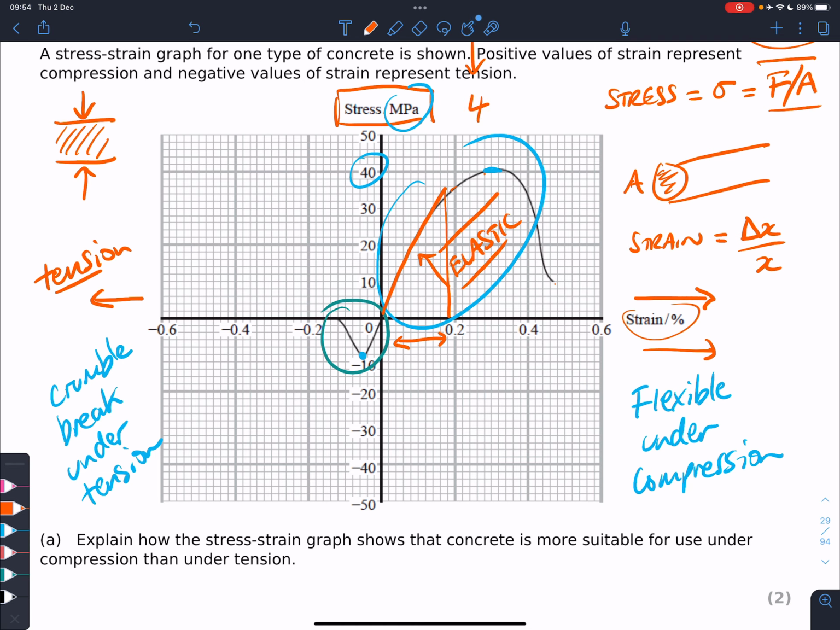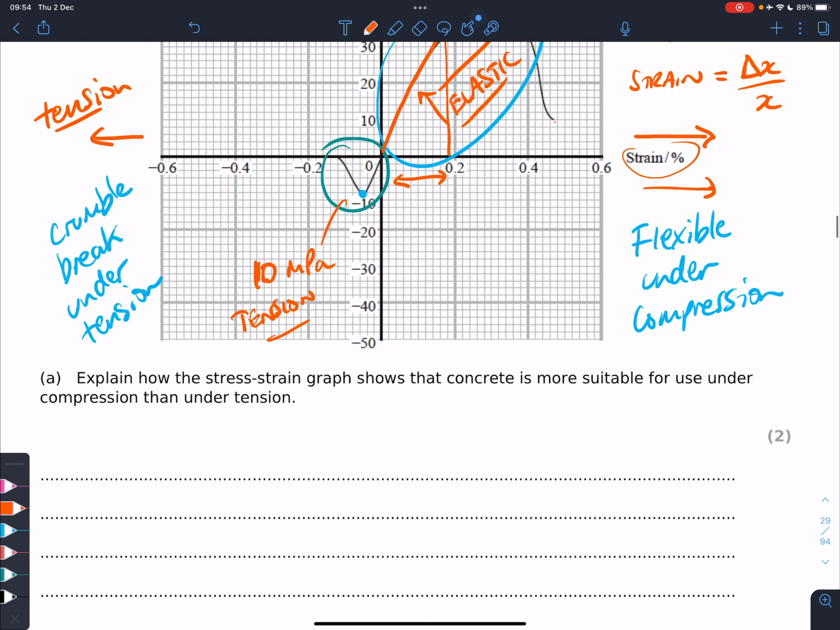It doesn't really break until you go beyond about the breaking point. The maximum stress that you want to put on it would be about 40 megapascals, whereas the opposite is, even if you say about 10 megapascals under tension. So that means it can withstand about 4 times as much stress if you're compressing it. That's how the graph shows it.